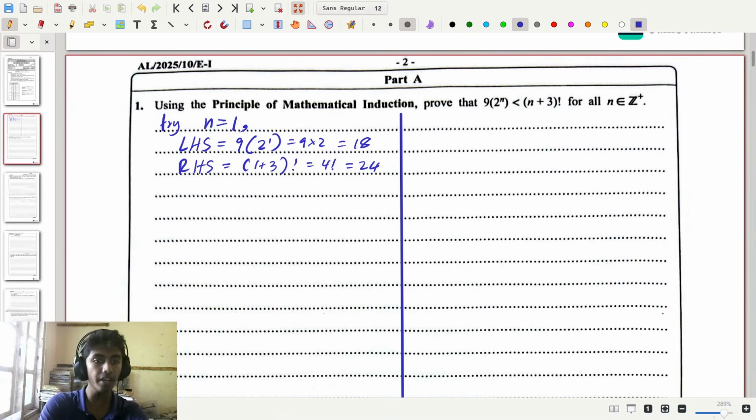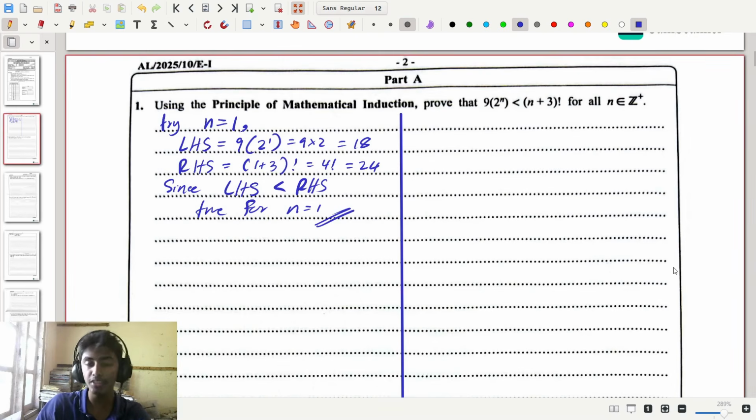So we have the left hand side and right hand side, and we can clearly see that 24 is bigger than 18. Therefore, the right hand side is bigger than the left hand side. In our inequality, we expect the right hand side to be bigger than the left hand side. So since the left hand side is smaller than the right hand side, this is true for n equals 1, meaning that what we are trying to prove works for n equals 1, our base case.